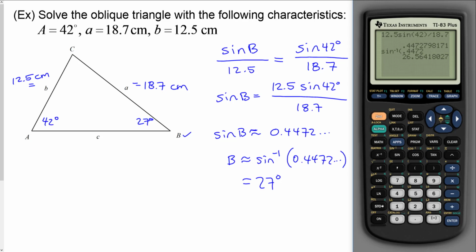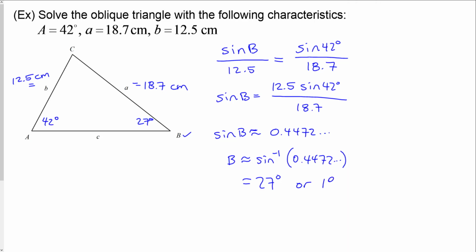Now, the thing that could happen is if you didn't already know that you were only going to get one triangle out of this, the thing that could possibly happen is you could have another angle measure that was 180 degrees minus this. So you could say that the angle B could be 27 degrees, or, let me get rid of the calculator, 180 degrees minus 27 degrees, which is going to be 153 degrees.